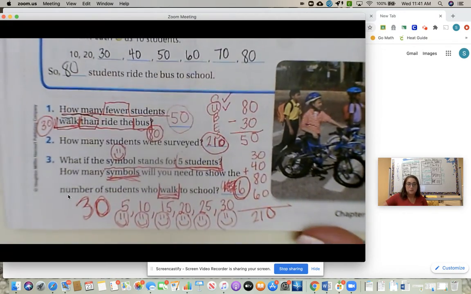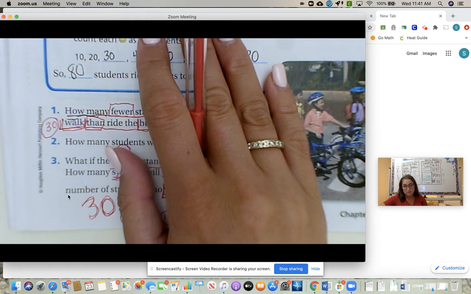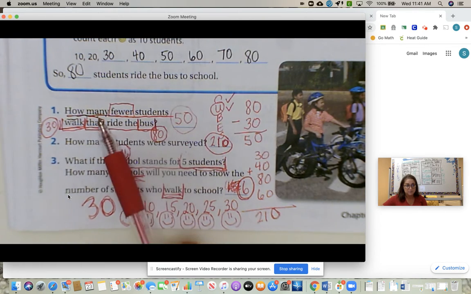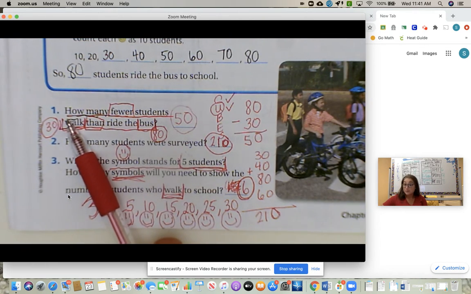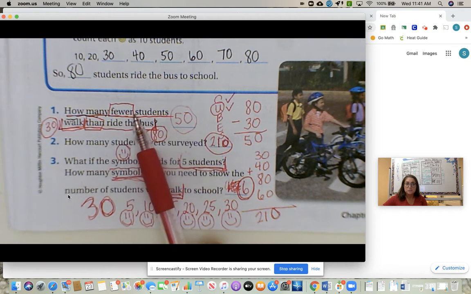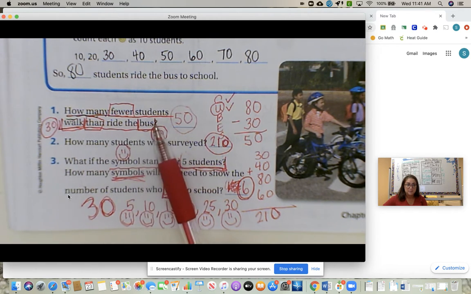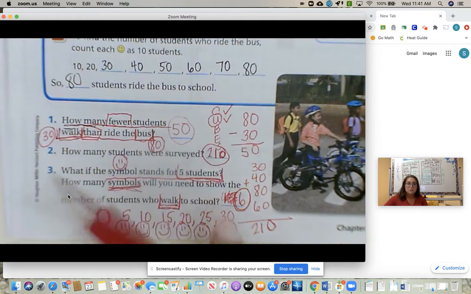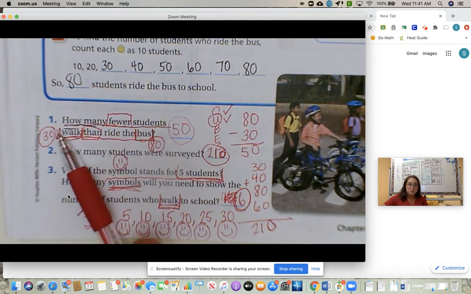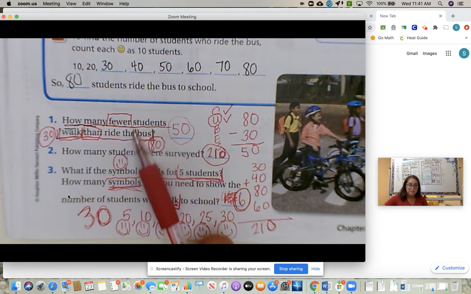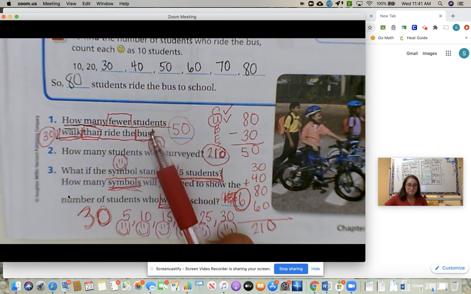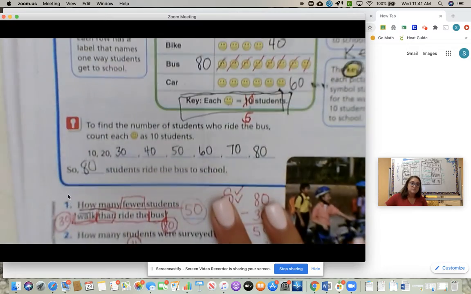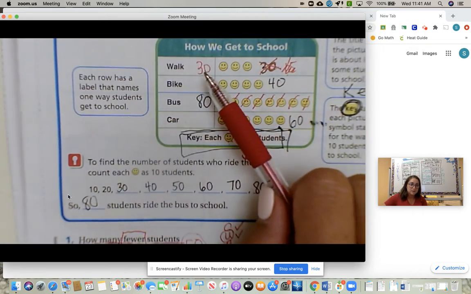Now, if we move down to our questions, there is a lot of red. Don't worry, I will talk it out with you. Read the question first. How many fewer students walk than ride the bus? We underline our question. We need to circle our key numbers. Well, there are no numbers. Our numbers are up in our chart. But we know we are comparing walk. That's why I put like a half box. And bus. That's why I put a half box. How many students walk? Go back up, 30.